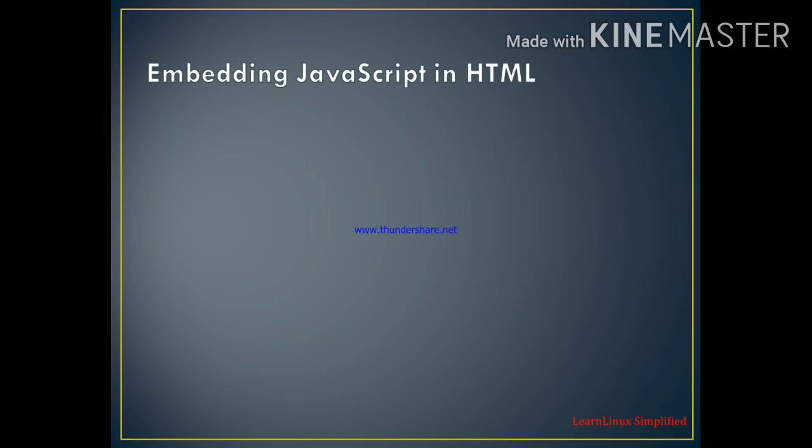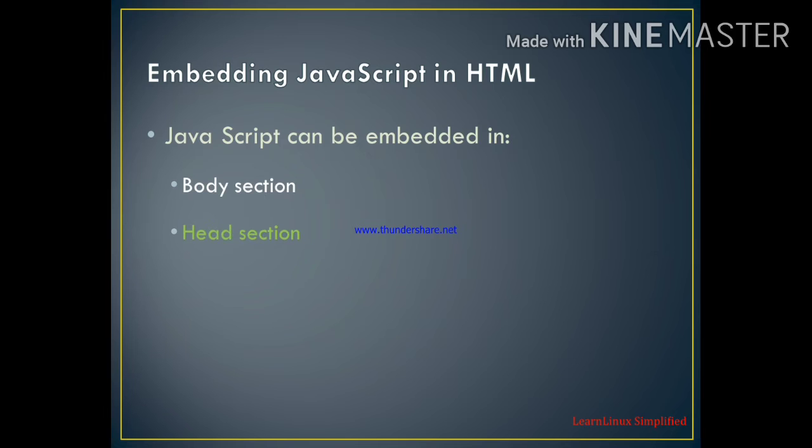That means how to add JavaScript in an HTML web page. So basically we can add JavaScript in three ways. JavaScript can be embedded in either the body section, means we can start with the script tag in the body section wherever it is required. Second, in the head section. And third, link to an external file containing JavaScript code. Means we can add JavaScript into the HTML web page in three different ways, either in a body section or in a head section or as a link of an external file into the web page.